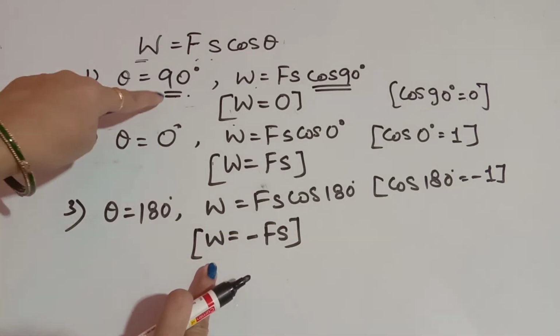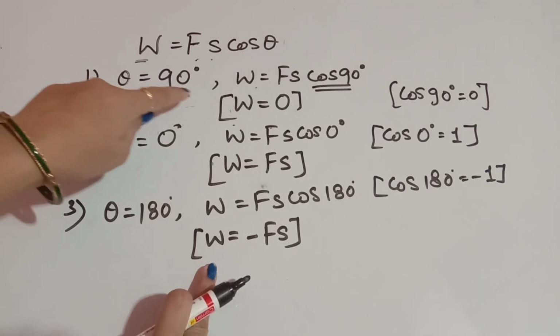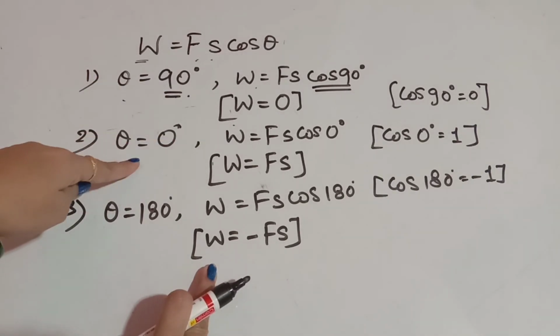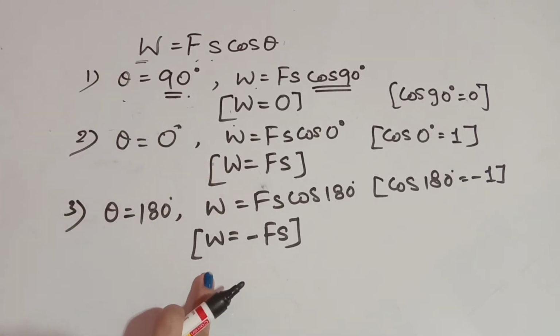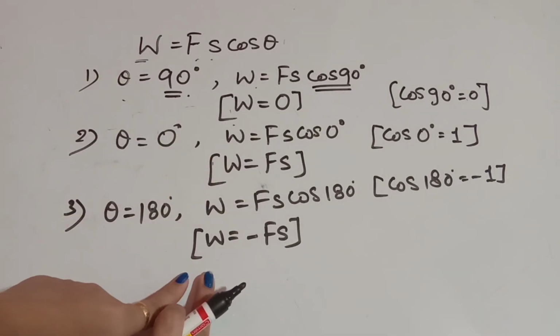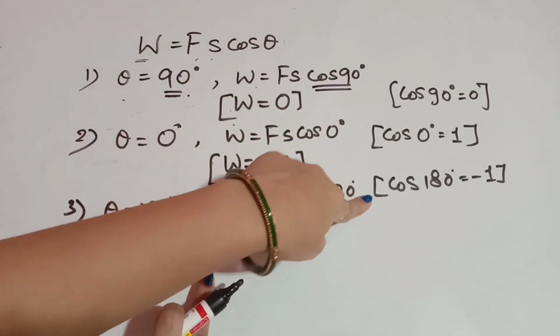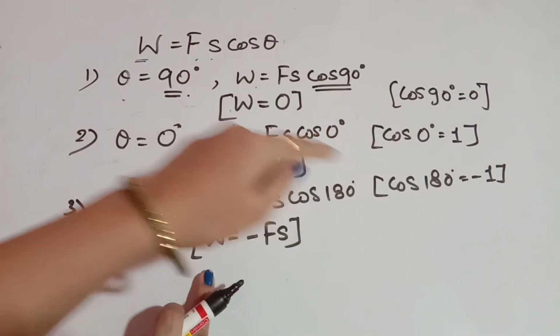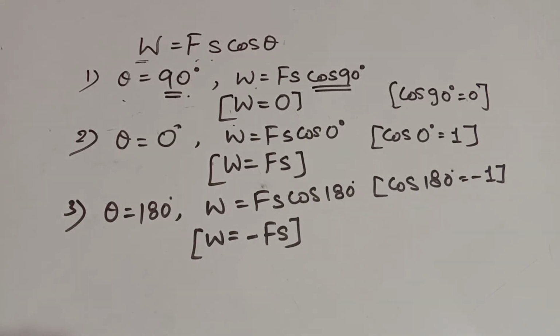So when theta is a right angle, 90 degrees, the work done is 0. When theta is 0 degrees, the work done is equal to force into displacement, and if theta is 180 degrees, the work done is negative. You only have to learn these three values: cos 90 degrees, cos 0 degrees, and cos 180 degrees. In the next video we will discuss different kinds of questions related to all the formulas of work.